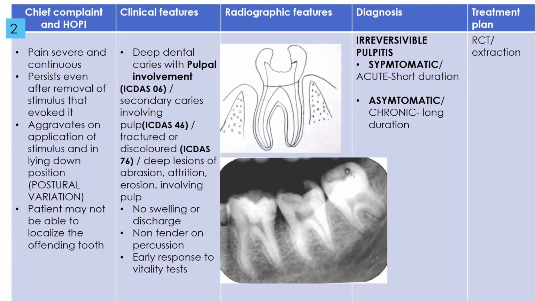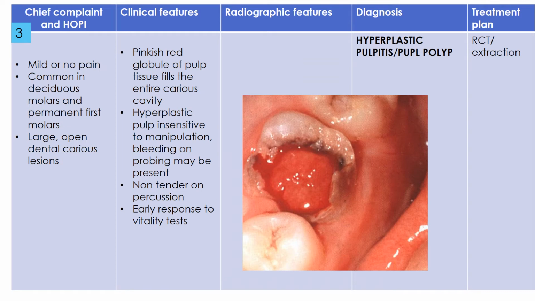The treatment in either case would be an RCT. Now, in situations where you cannot perform a root canal treatment, extraction would be the choice of treatment. Let's look at situation number 3.